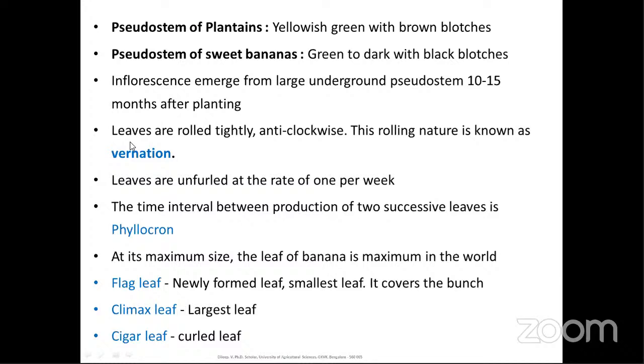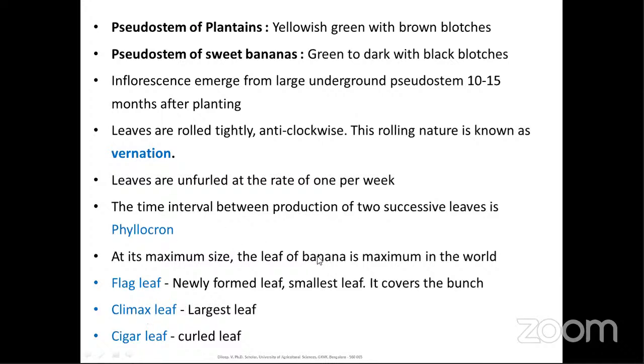Unfurled at the rate of 1 per week, and the time interval between production of 2 successive leaves is called phyllochron. Phyllo means we know that it is a leaf. Phyllochron is the time period between emergence of 2 successive leaves, and at this time there is a maximum size of leaf, that is the climax leaf.